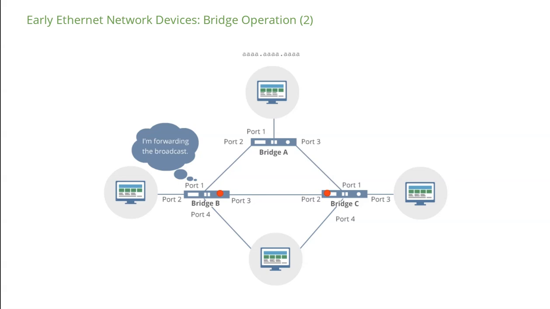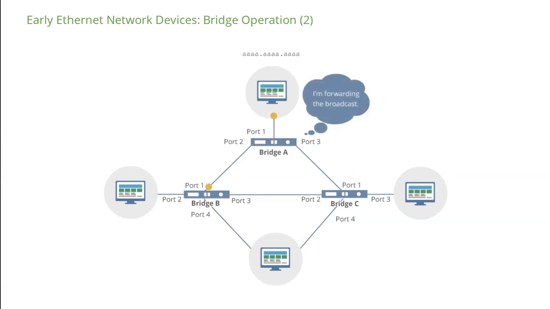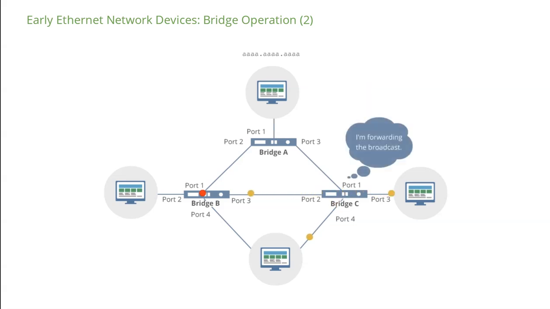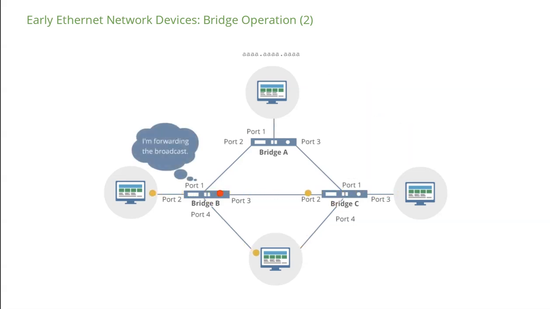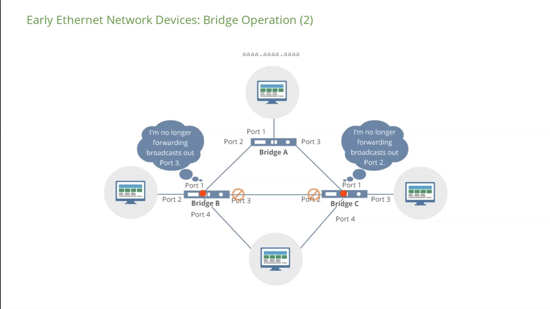We don't show it here, but as we saw in the previous scenario, each bridge must also keep updating its MAC address table each time it receives the same frame on a different port. To prevent loops, bridges use the Spanning Tree Protocol, or STP, which selectively disables bridge forwarding on individual ports to ensure that the network topology is loop-free. Discussion of the Spanning Tree Protocol is beyond the scope of this course.